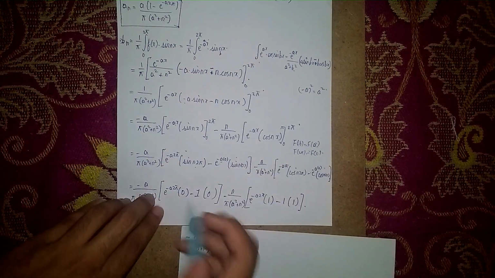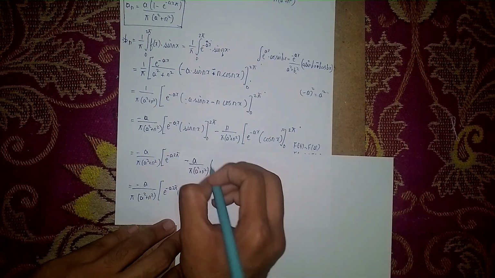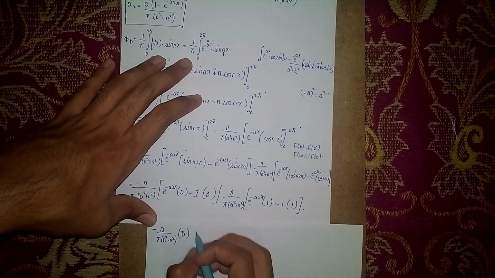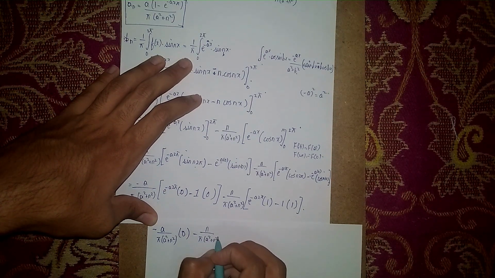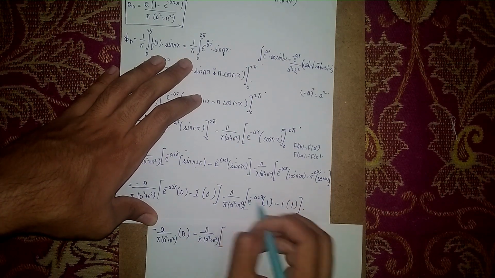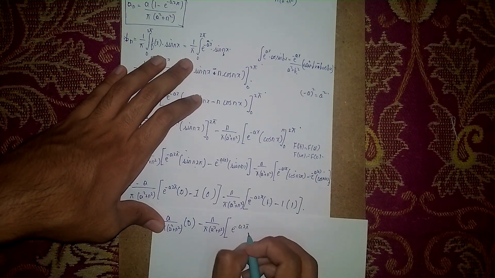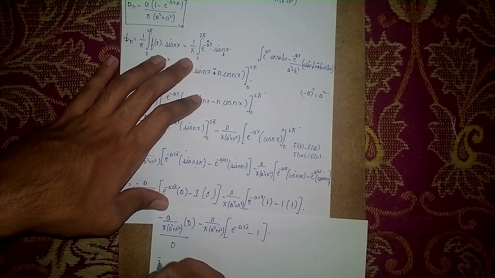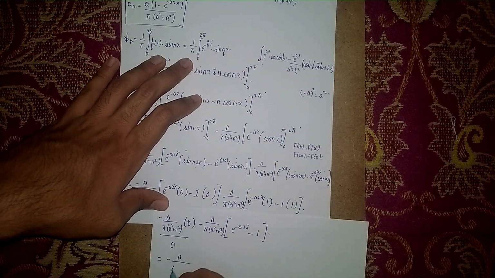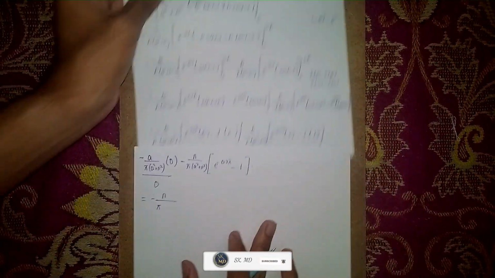Now this function will become e power minus a 2 pi into 0, minus 1 into 0, so it becomes 0. So this function here becomes 0. Then minus n by pi into a square plus n square. Now here e power minus a 2 pi, minus 1 will become 1. This function becomes 0 here. So what is remaining? Minus n by pi.